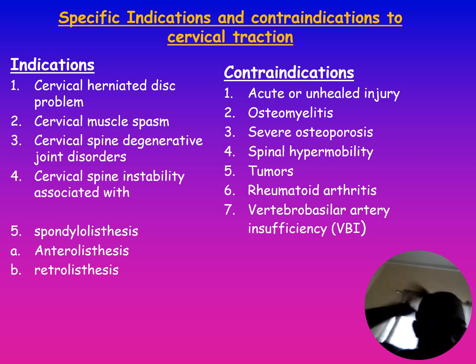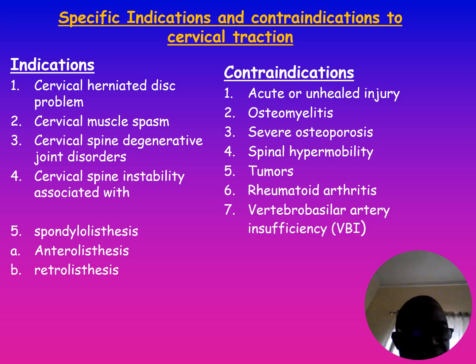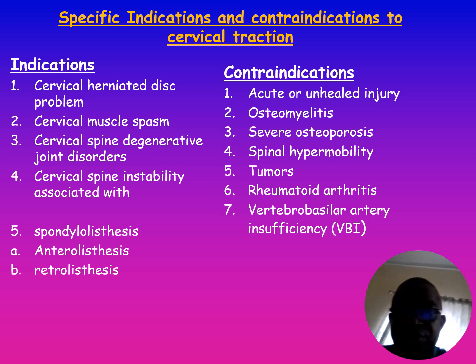It's more or less the same thing in both cervical and lumbar. Indications: herniated disc, spasms, degenerative changes, instability, spondylolisthesis. That is when the vertebrae shift forward. When it shifts forward it is anterolisthesis. When it shifts backward it is retrolisthesis. And contraindications again include all those conditions that can compromise the integrity of soft tissues and thereby produce a counterproductive effect during treatment. So this is going to be the end of our presentation of cervical and lumbar traction today.